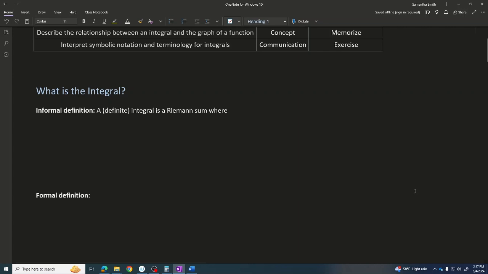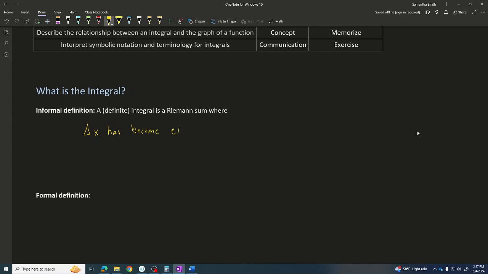So, what is the integral? When someone talks about an integral, or sometimes you will also hear the term definite integral, what they are talking about is a Riemann sum where the delta x has become extremely small, where the space between your data, the space between your x's for your Riemann sum, is very small.